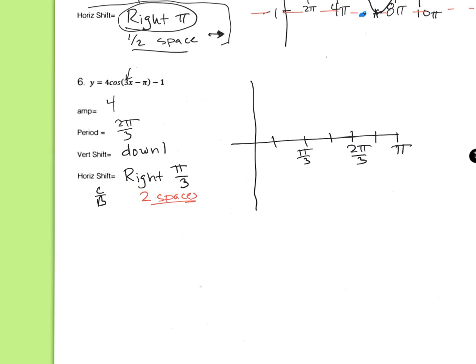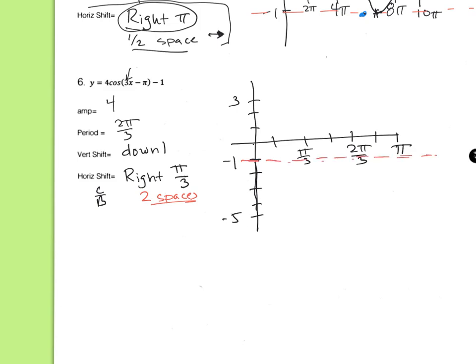Now our amplitude, we need quite a lot of space here. So we're going to start down here at -1, and we have to be able to, from there, go down 4. So we have to be able to go to -5. We have to go up 4. Now, if you want, you can make those dotted lines. Here's my new midline. I count from here.